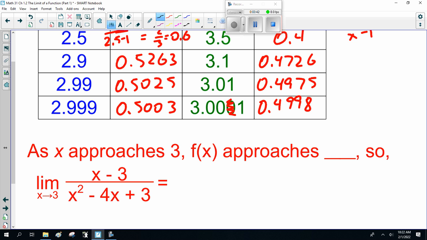You notice a pattern here. As x approaches 3, f of x approaches 0.5. So, the limit as x approaches 3 of x minus 3 divided by x squared minus 4x plus 3 is 0.5. All right? Please tell me you did that math.